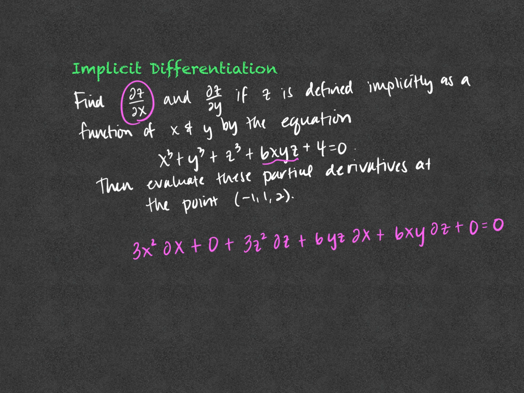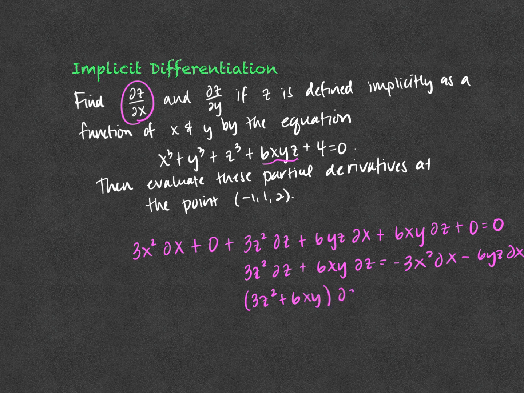Now everything with the z stays on this side, and I'm going to write it out. 3z squared partial with respect to z, plus 6xy partial with respect to z, equals, I'm going to take the x's to the other side, negative 3x squared partial with respect to x, minus 6yz partial with respect to x. Now we're going to factor, and I have 3z squared plus 6xy partial with respect to z, equals negative 3x squared minus 6yz partial with respect to x.